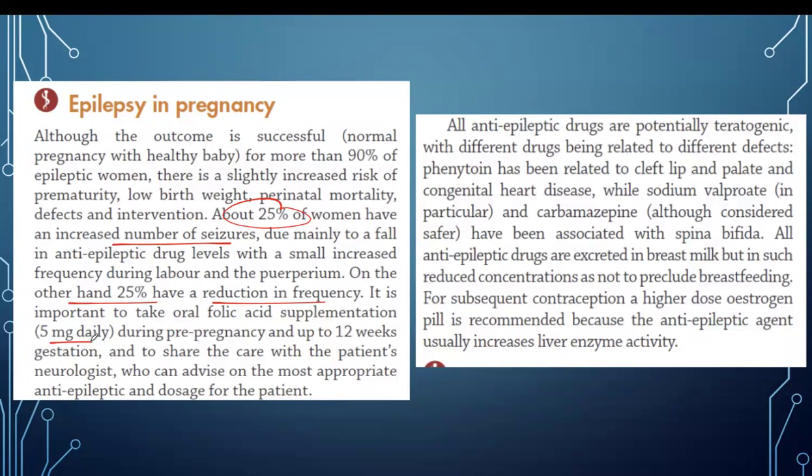Now, for epilepsy in pregnancy, all anti-epileptic drugs are potentially teratogenic. That means it can cause birth defect, such as phenytoin can cause cleft lip, cleft palate, congenital heart disease. Sodium valproate, carbamazepine can cause spina bifida. So what kind of medication we can give in a patient who has epilepsy and they're pregnant? That's the main question. So a lot of scenarios comes in exam from this topic.